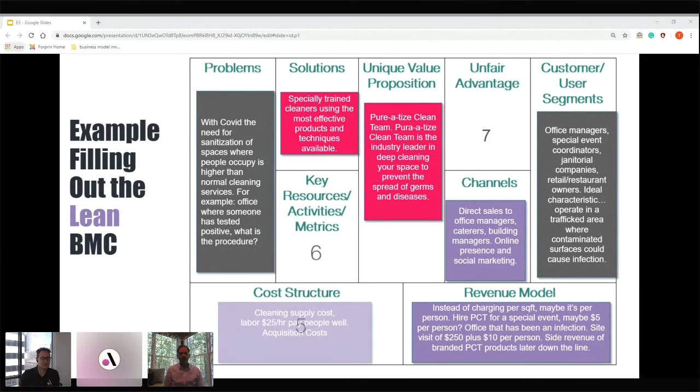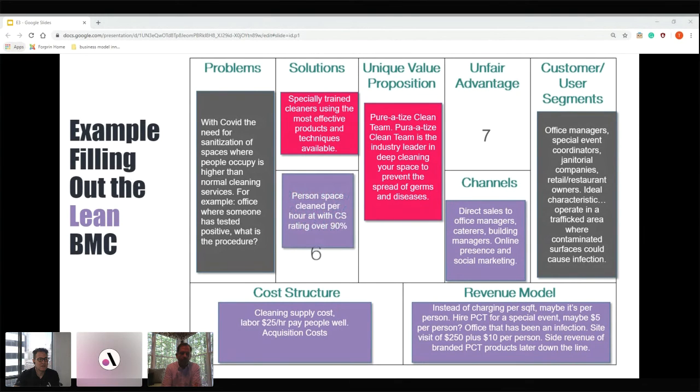So what's our cost structure? Well, we got the cleaning supplies, but really in a service business, labor is the biggest cost structure. So maybe we pay our people a little bit more, probably the average cleaner makes $12 an hour, maybe we double that to get higher quality people that are really going to focus on solving the issue. And then the other big cost would be acquiring basically the customers.